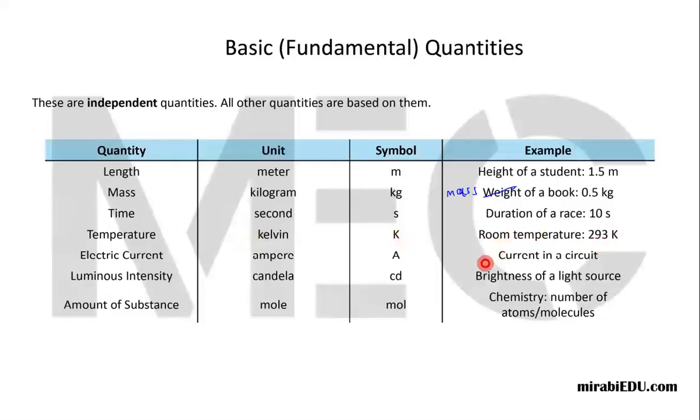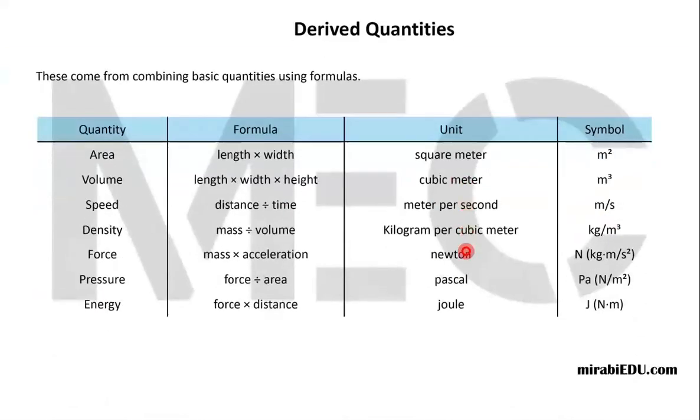Okay. Electric current, ampere. Current in a circuit is an example of it. Luminous intensity, brightness of a light source, is measured with candela. Amount of substance with a unit of mole is used in chemistry. Number of atoms or molecules is an example of this. Let's see some derived quantities.